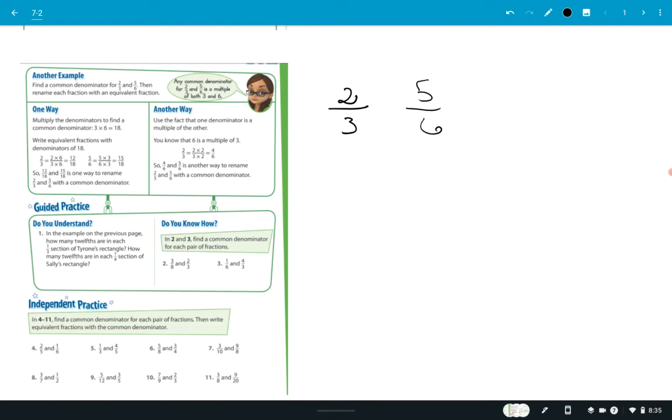Now, I said earlier that often the easiest way is just to multiply the denominators. And so 3 times 6 is what? 18, right? But really, sometimes you can just take one fraction and it'll fit into the other. 3 fits into 6 twice. So actually, the simplest common denominator for these two fractions would be 6.